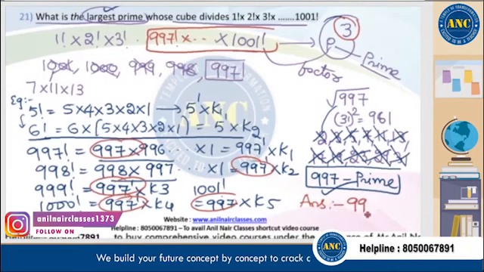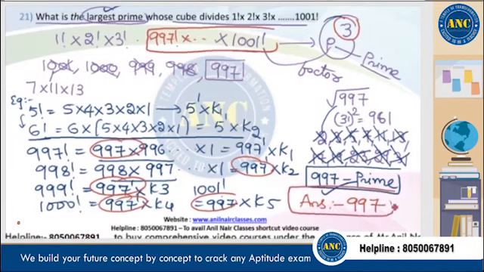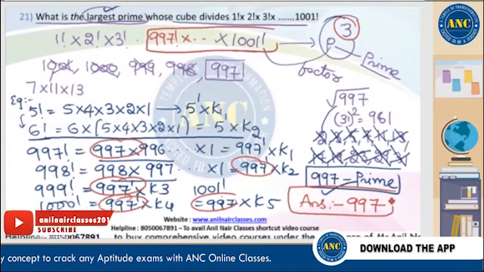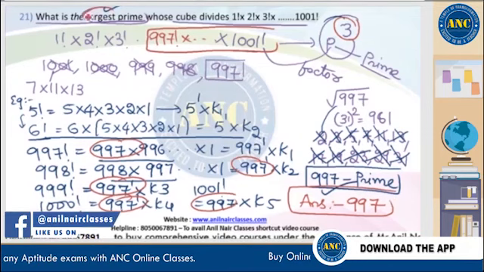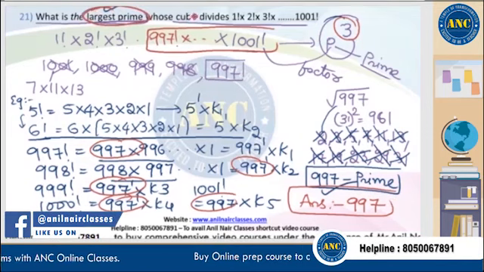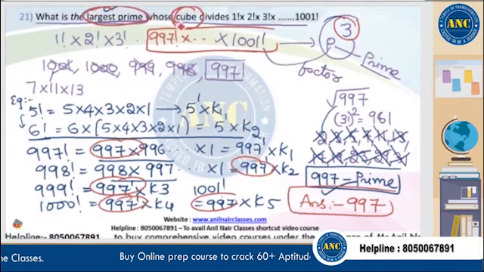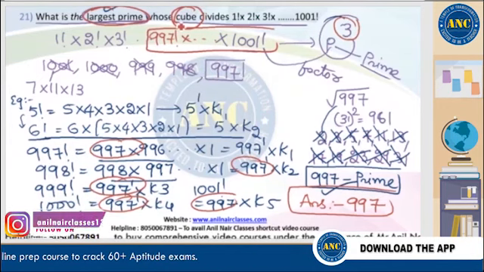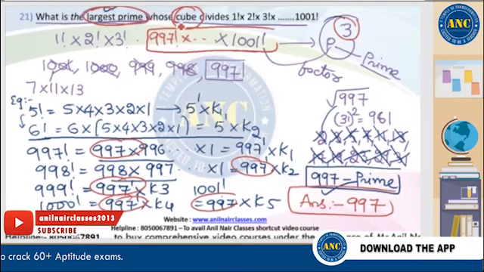Answer for this question is 997. What I did, first I checked what is the largest prime number. Then I checked whether the largest prime number divides this number 3 times. It is actually getting divided 5 times. So in 5 times already 3 times will be there.